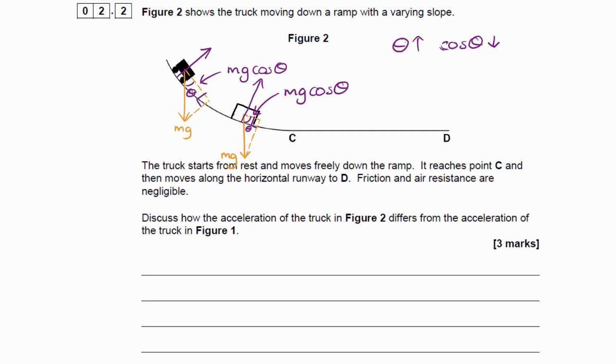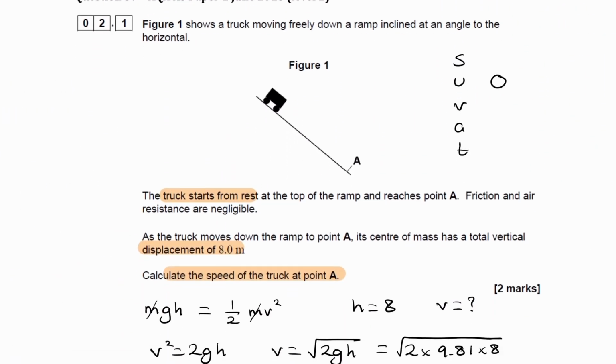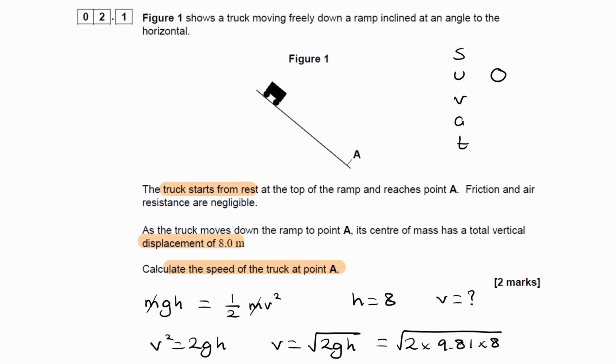So the resultant force will decrease as the truck slides down the slope, and if it decreases, that means the acceleration decreases with it. In this diagram, the component of weight parallel to the slope is constant, and therefore the resultant force and acceleration will be constant as well.